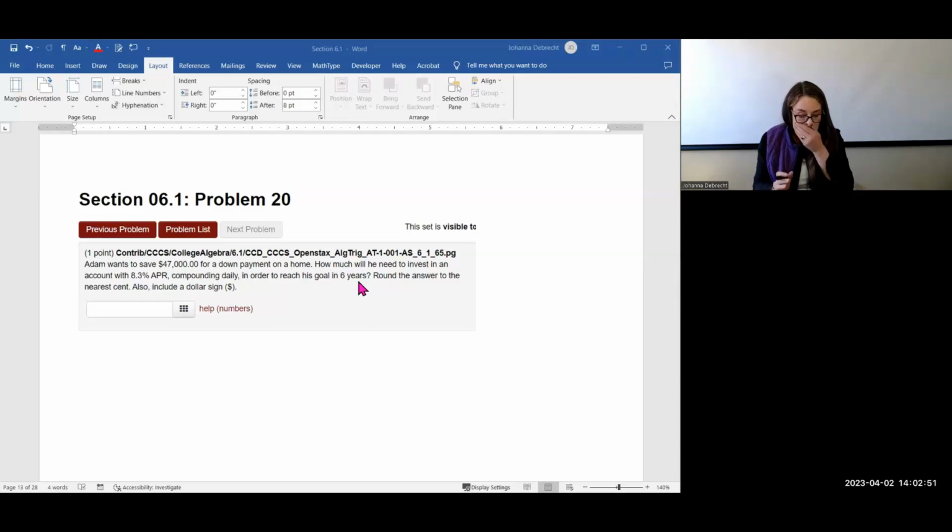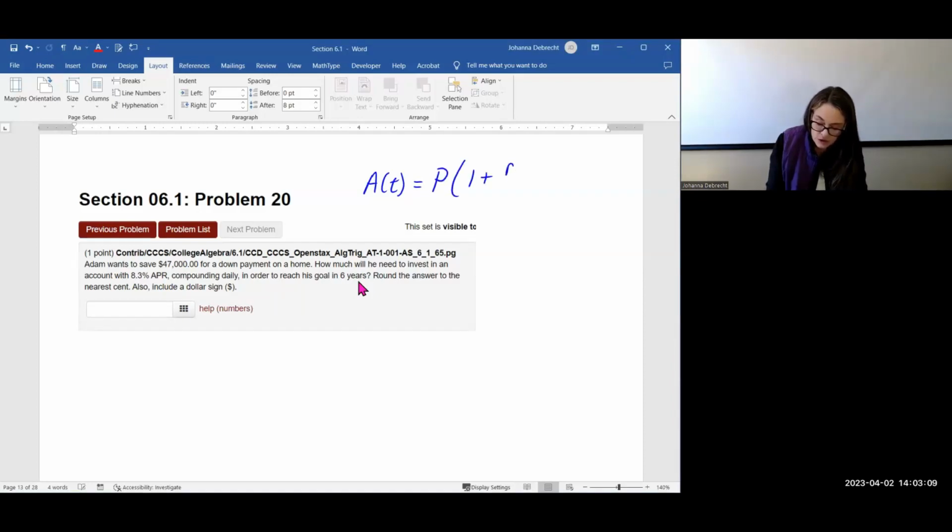Whoa, okay. Well, compounding daily isn't continuous, so it doesn't use the e. So I must use this other formula, A of t equals the initial principal times 1 plus the interest rate as a decimal divided by the number of compounding periods, all raised to the number of compounding periods times time. That nt is actually how many times they go in and compute the interest, right? So if it's 4 times a year for 2 years, that's 8 times they computed the interest.